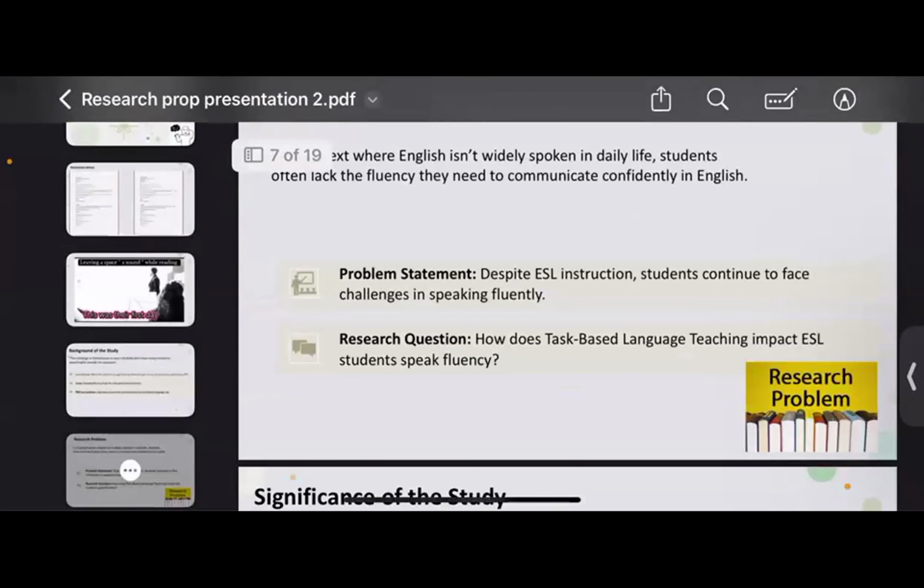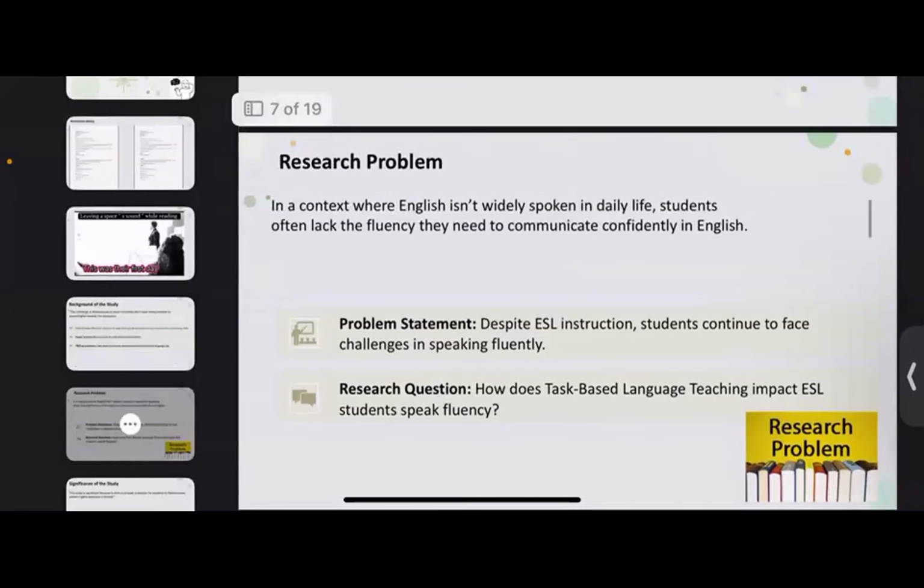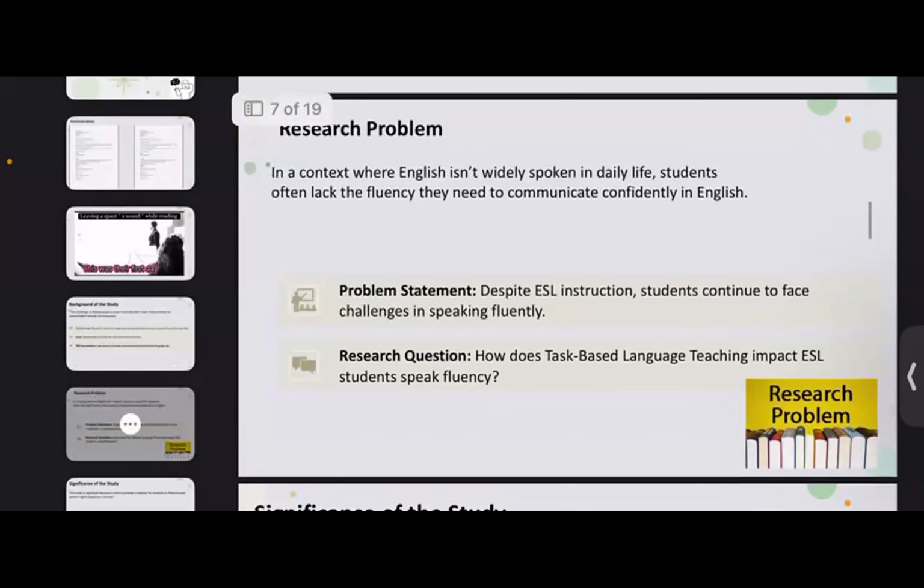And my next slide is the research problem. The problem statement is here. So, ma'am, can you hear me? Yeah, I can hear you.